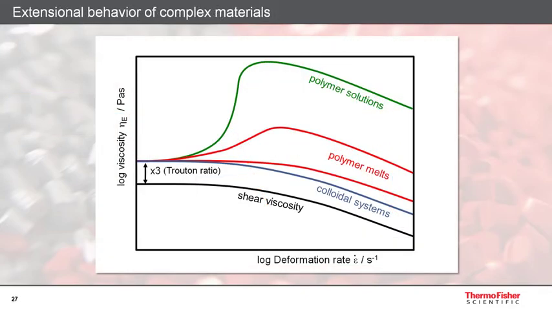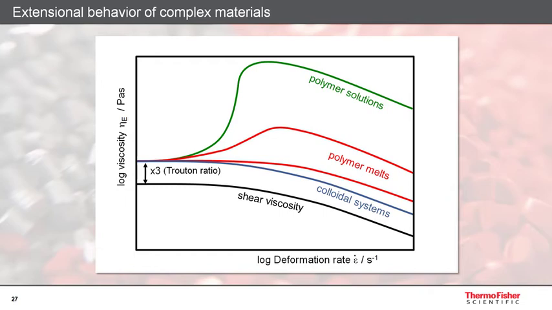Besides rotation and oscillation, extension is the third type of flow that can be investigated with rheological methods. Extensional flow occurs during many technical processes, such as spraying, filling, or, more related to polymer melts, film blowing and foam extrusion. This slide shows the general behavior of complex fluids in an extensional flow field.